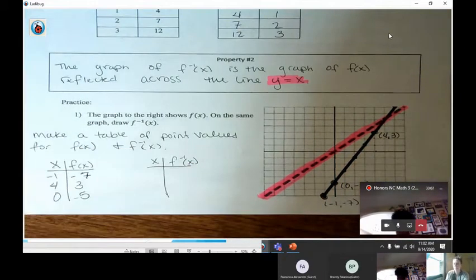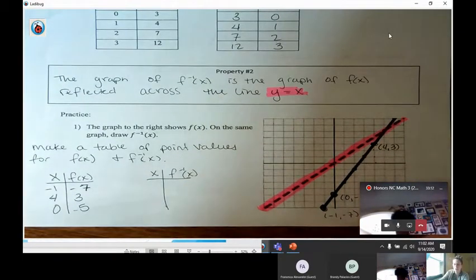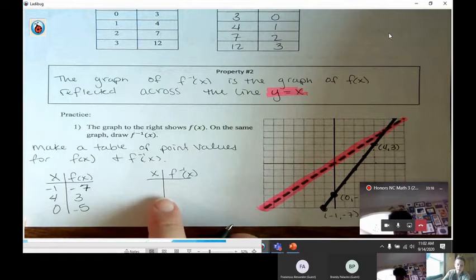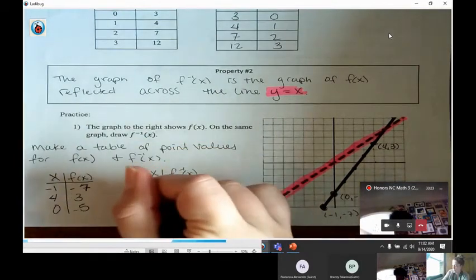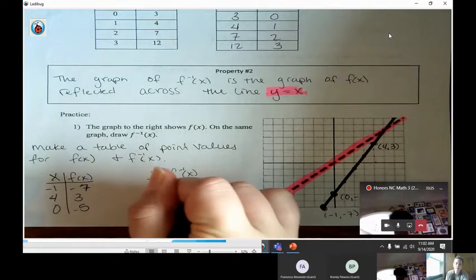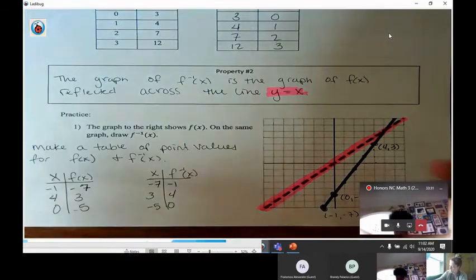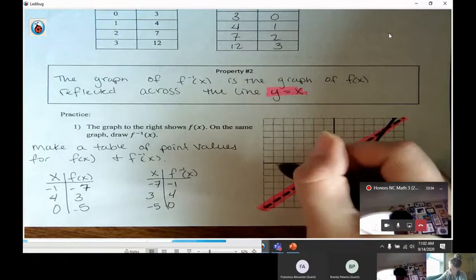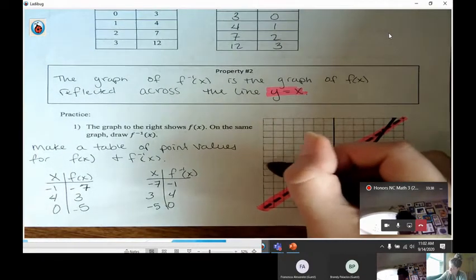Okay, so I've picked about 3 points. You could pick more. You only need 2 to draw a line, so you only had to do 2 of these. And to get my inverse function, I just flip all these. So I should have -7, -1, 3, 4, -5, 0. And then I can plot all these points onto my grid. I'm going to start with -7, 1, 2, 3, 4, 5, 6, 7, -1.